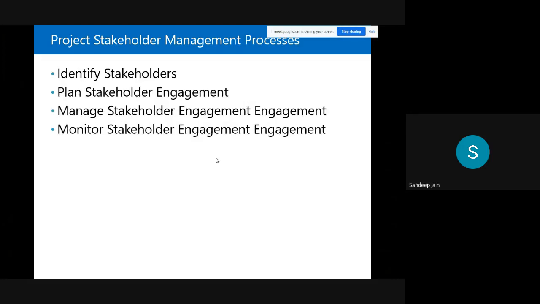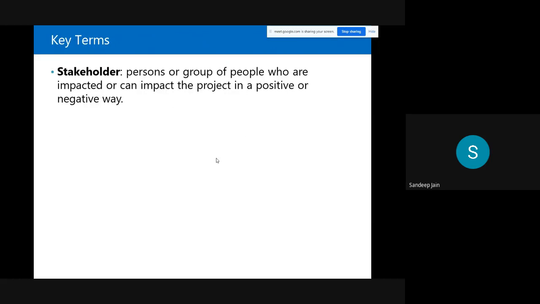Okay, so these are the processes. Identify stakeholders. So we did this exercise on identifying stakeholders. Then other processes are plan stakeholder engagement, manage stakeholder engagement, monitor stakeholder engagement. So there's a typo, it's twice. Just ignore that duplication of the word engagement. So the term we have already seen. And the impact can be both positive and negative.